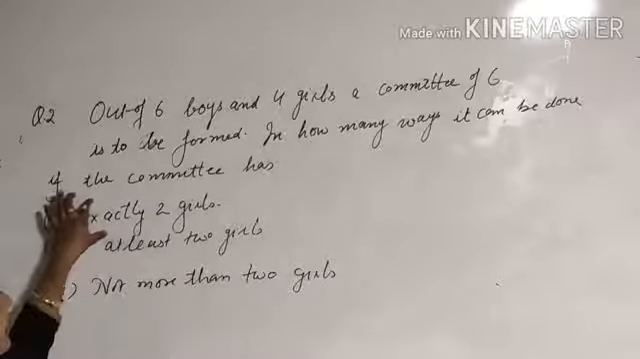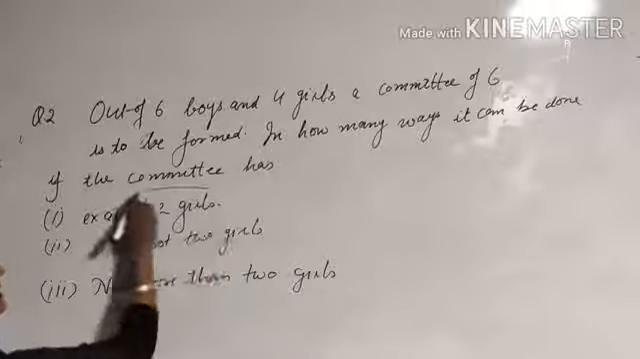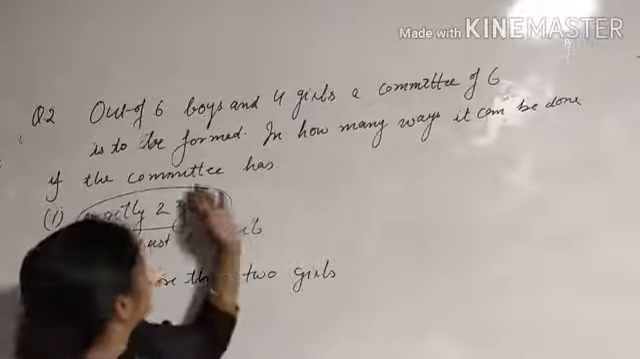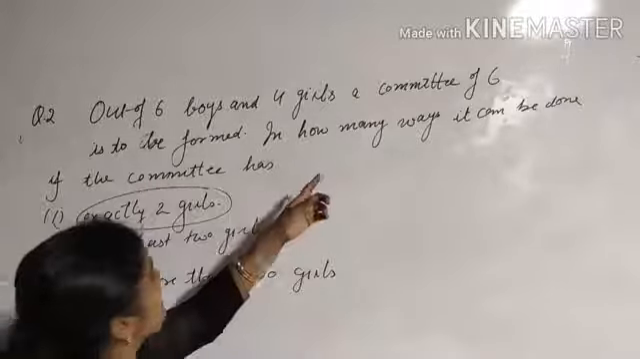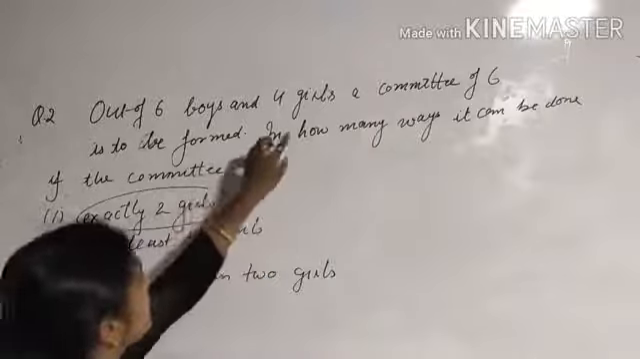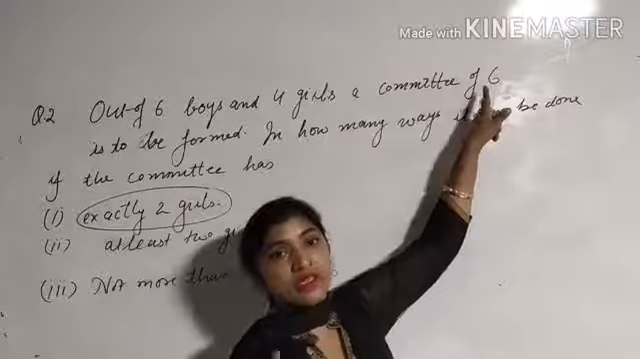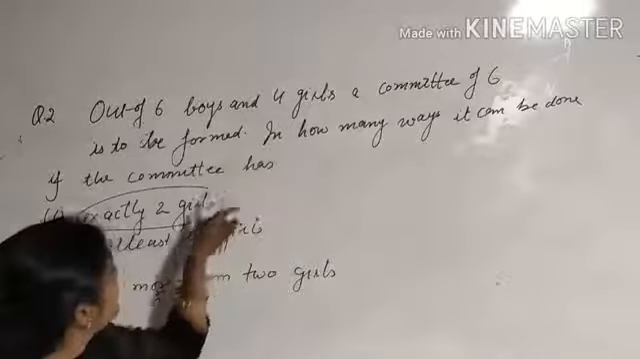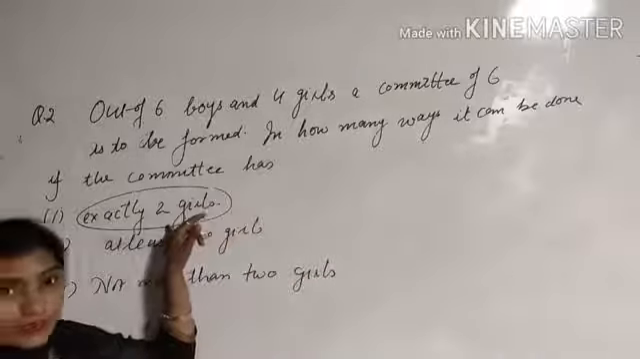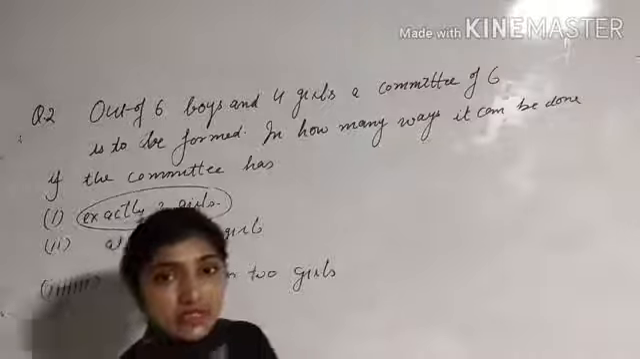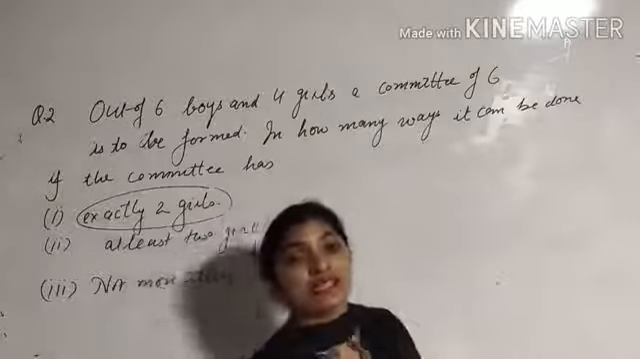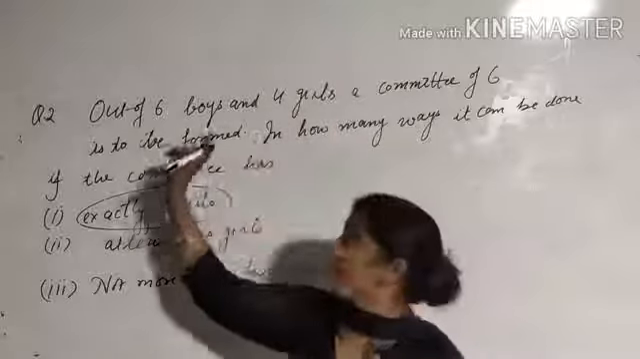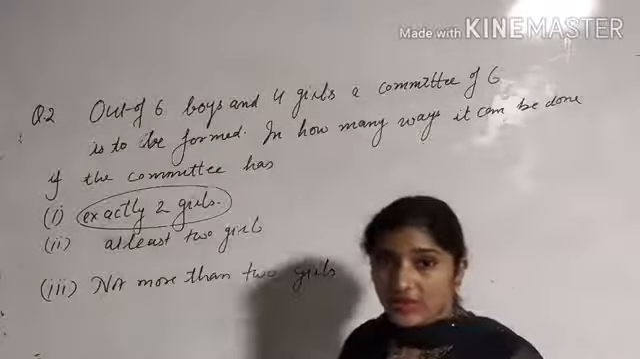In the first case, the committee has exactly 2 girls, but how many persons does the committee have? It has 6. The committee is to be made from 6 candidates, and out of these 6, only 2 are girls. Okay, so that means 4 must be boys. So we have to select 2 girls out of these 4 girls and 4 boys out of these 6 boys.